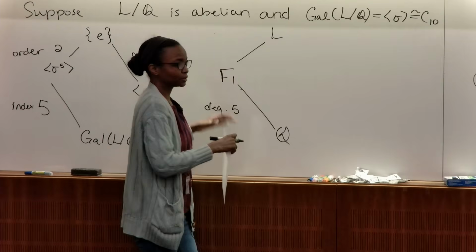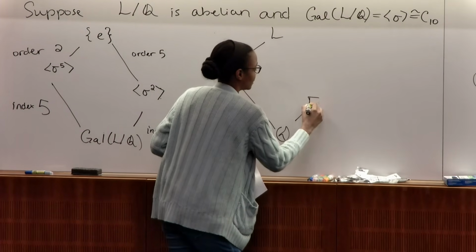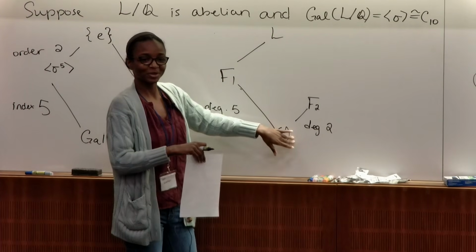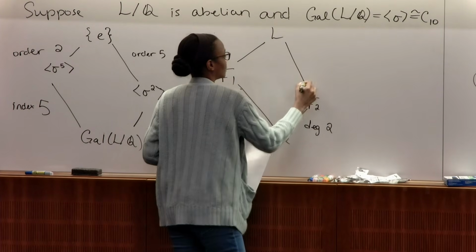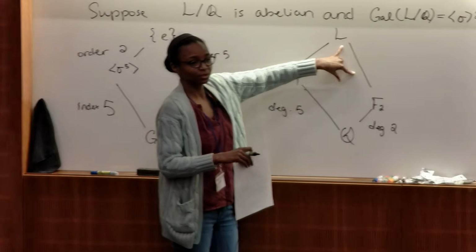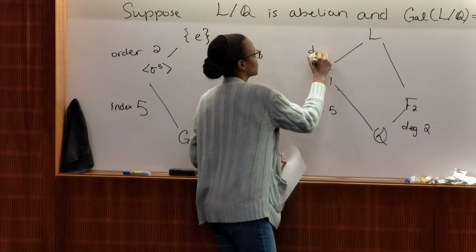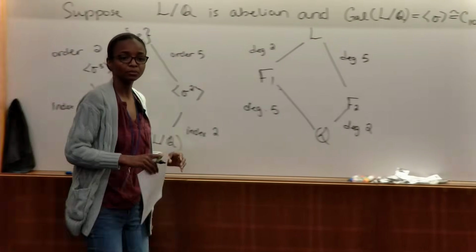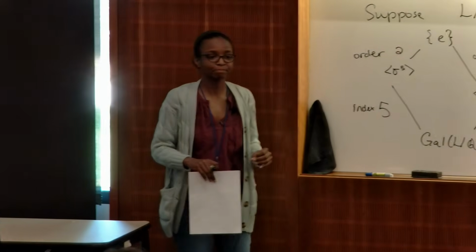I'm missing a field extension. I'm just going to go ahead and fill in the rest. This is a degree 2 extension. Fantastic, it's quadratic. This is a degree 5 extension. Okay. Not too bad, right? Okay.